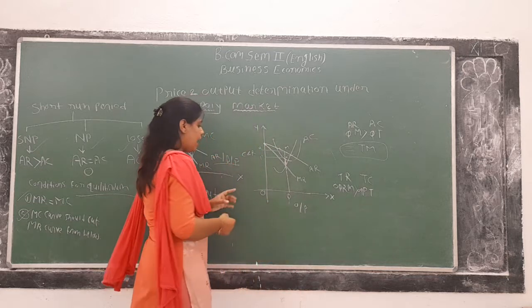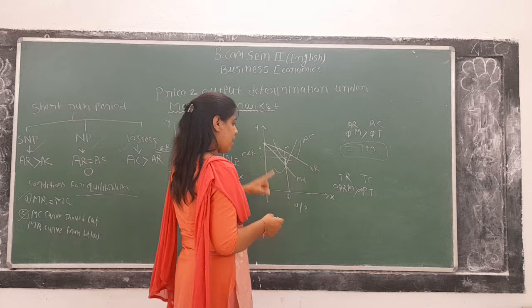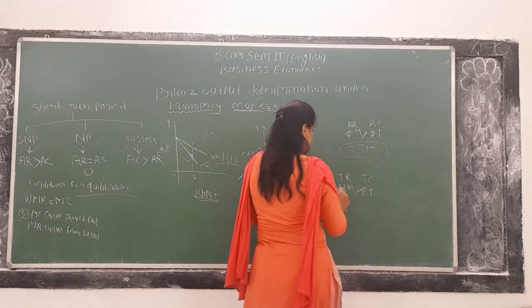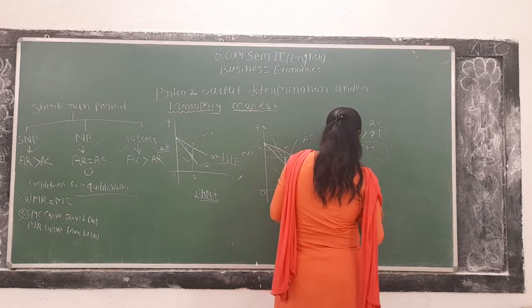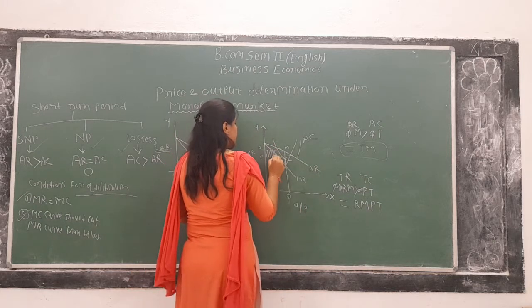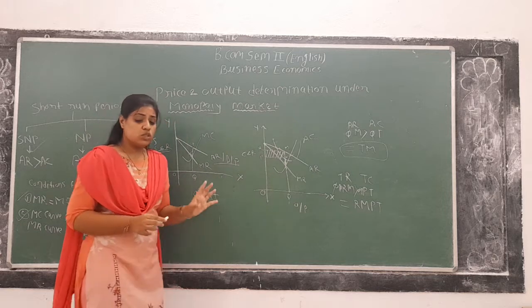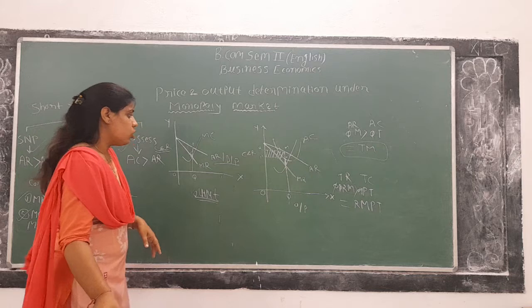Here we can see that OQPT is less than OQRM. So when we subtract OQPT from OQRM, we are left with RMPT. This RMPT is going to be the supernormal profit. This shaded portion is showing the supernormal profit. This way we draw the curve of supernormal profit.